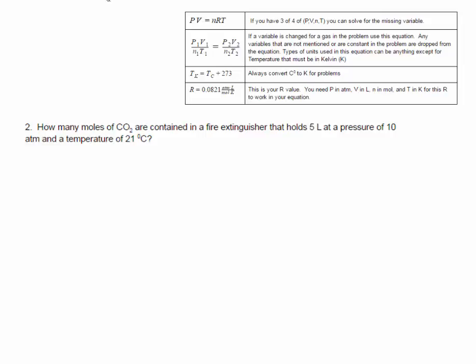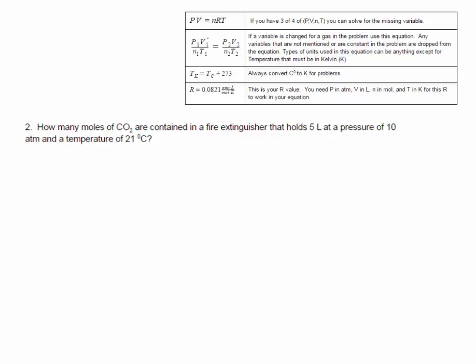Okay, this is gas law review worksheet number 2. So how many moles of CO2 are contained in a fire extinguisher that holds 5 liters at a pressure of 10 atmospheres and a temperature of 21 degrees Celsius?